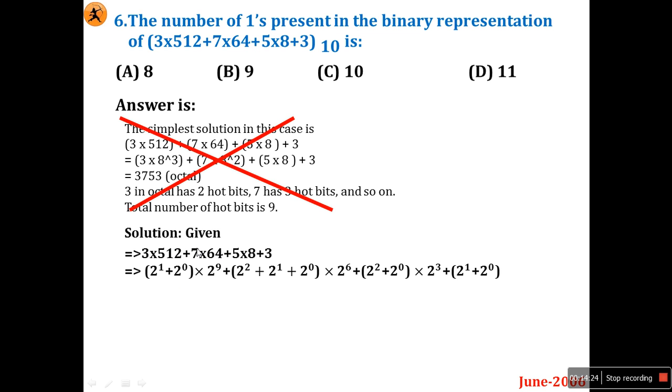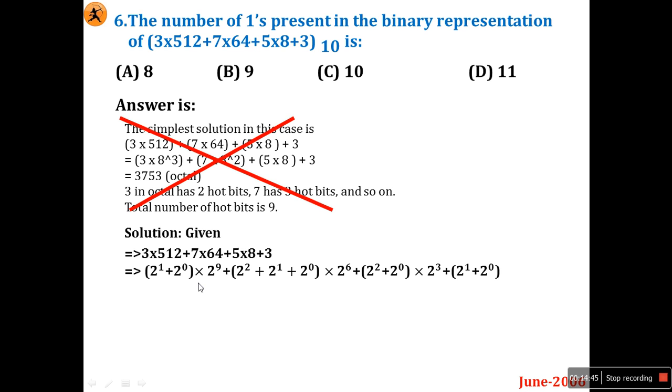What is your 7? 7 is 4 plus 2 plus 1. 2 raised to 2 is 4, 2 raised to 1 is 2, 2 raised to 0 is 1. So 4 plus 2 plus 1 is 7. Now 64 is 2 raised to 6. Now you represent like this. I hope it's very simple. It's just representing in powers of 2.